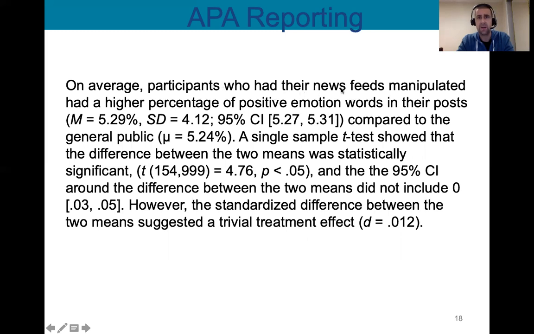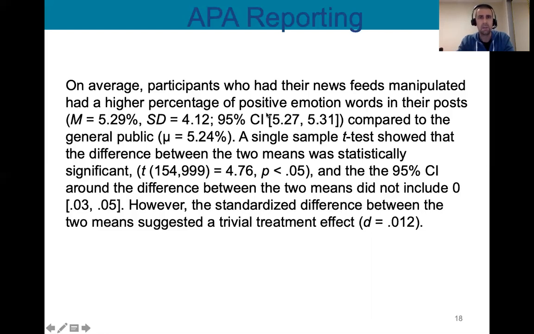So participants who had their news feeds manipulated had a higher, that's the direction word, percentage of positive emotion words in their post. Here's my mean that I computed from the sample. Here's my standard deviation that I computed from the sample. In this case, they were both given to you, as well as the 95% confidence interval around that. So again, I don't write out, I'm 95% confident that the population mean is no less than 5.27 and no greater than 5.31, but I'm expecting readers to know that in their head when they read this.